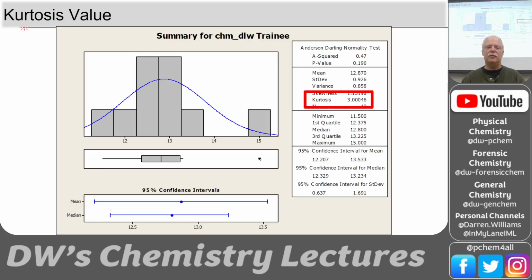This is kurtosis. And this is telling us that our kurtosis value is 3. Is that good? Is that bad? What is this thing telling us?